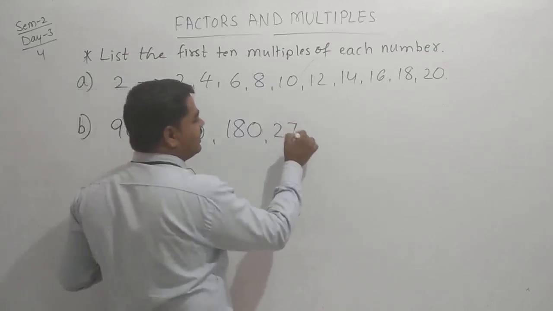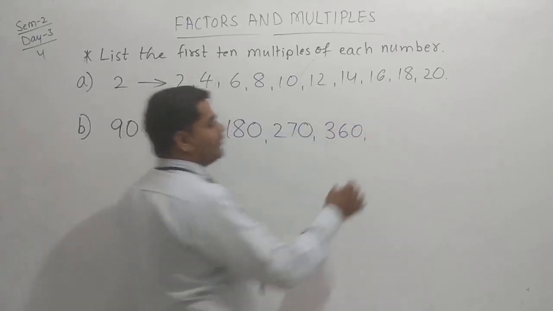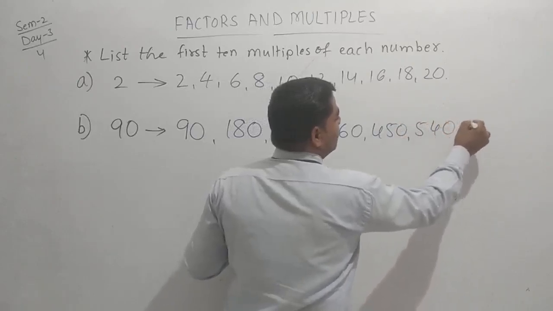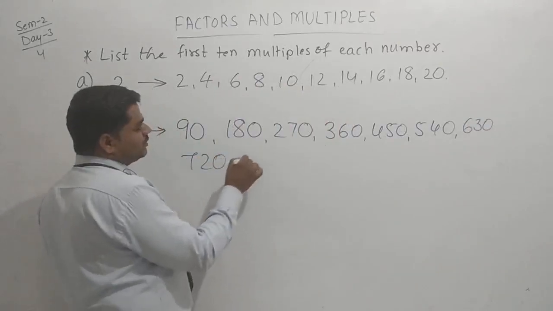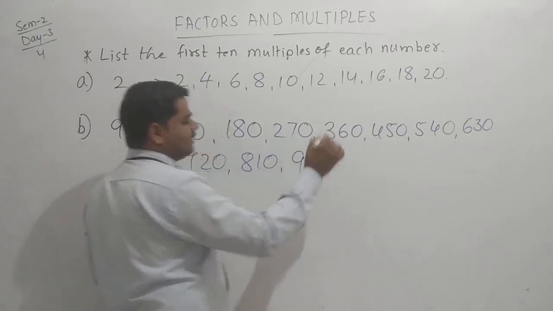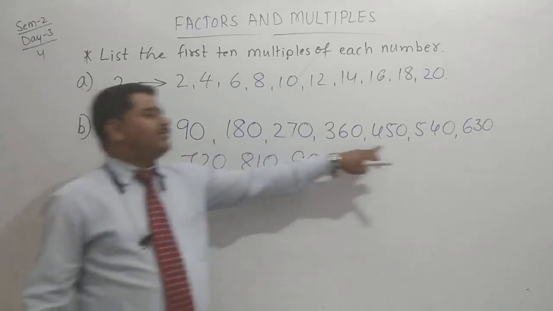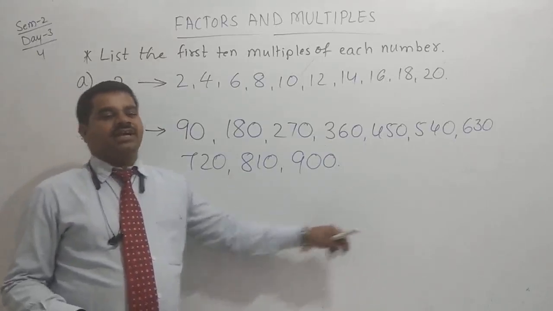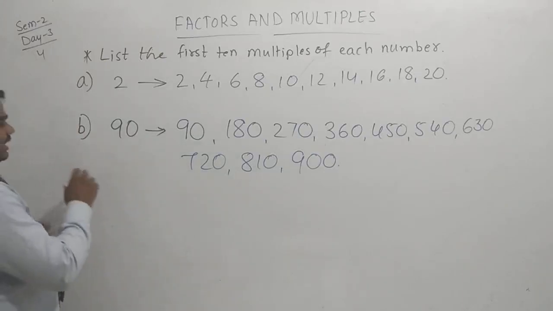9 threes are 27. 9 fours are 36, 0 you insert. 9 fives are 45. 9 sixes are 54. 9 sevens are 63. 9 eights are 72. 9 nines are 81. 9 tens are 90. After the table of 9, just insert a 0. These are the first 10 multiples of 90. Simple, no? Clear? Okay, one more.